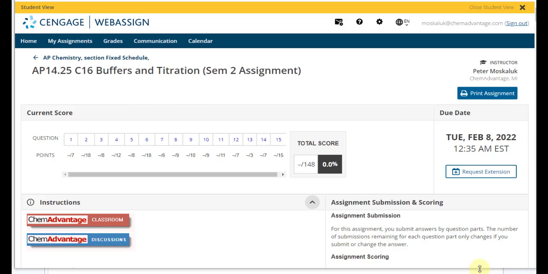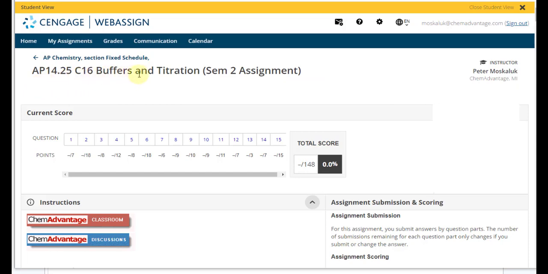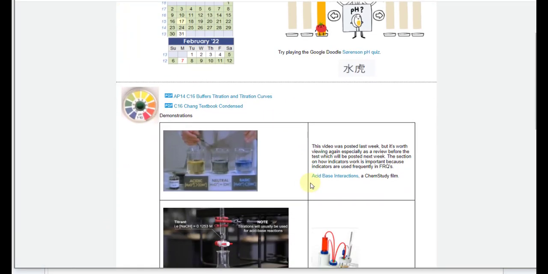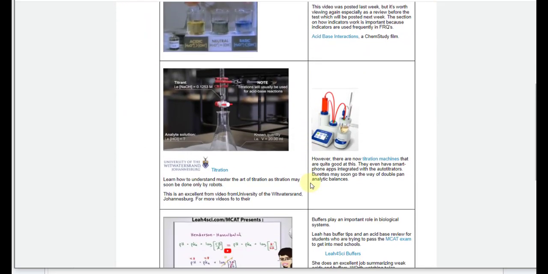Well, here we are at Chem Advantage and WebAssign. This assignment, one of the most challenging of the year, involves buffers and titrations. That strikes fear into the heart of AP students. I hope you've already gone to the AP Classroom site, where you can find an outline that explains buffers and titration curves and some videos that explain everything that's going on.